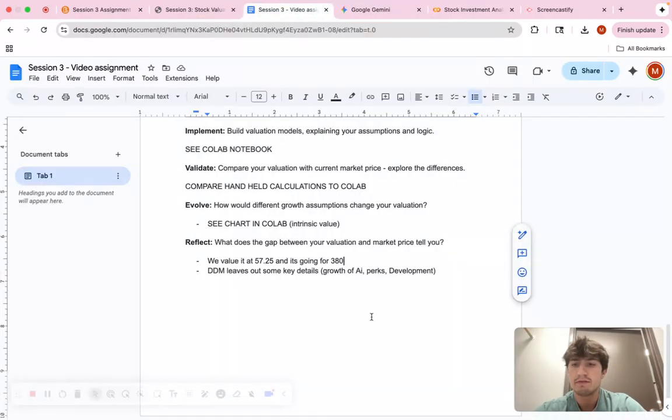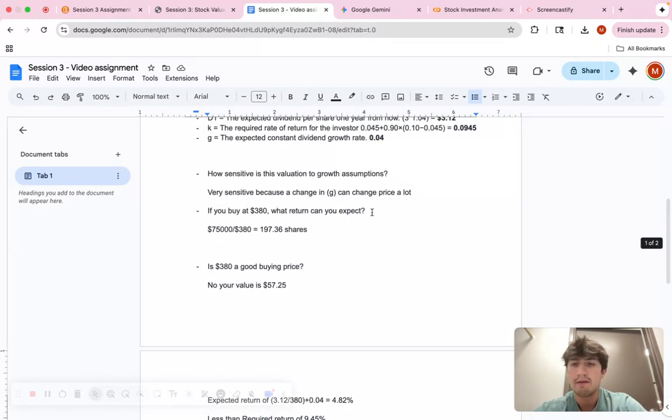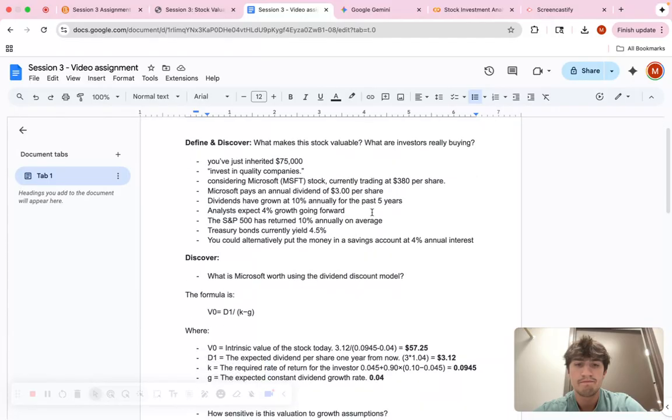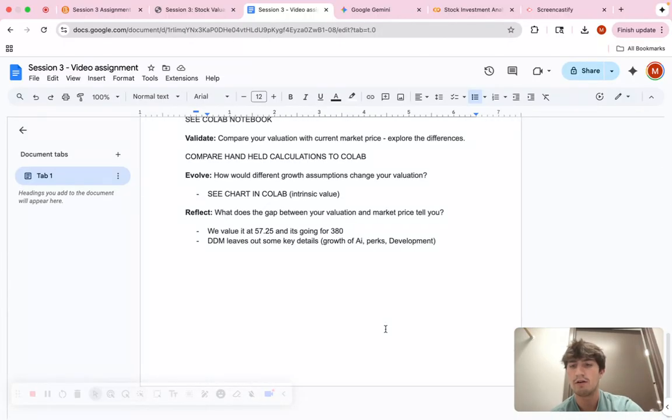So overall, I think this is one of my most successful assignments. I feel like I understand it a lot better. The dividend discount method, I feel like I understand it more, and I also feel like it was nice doing it handheld, like these calculations myself, then comparing it to the AI, then comparing it to my Python code. So it was nice to see that all of them got validated in some way.